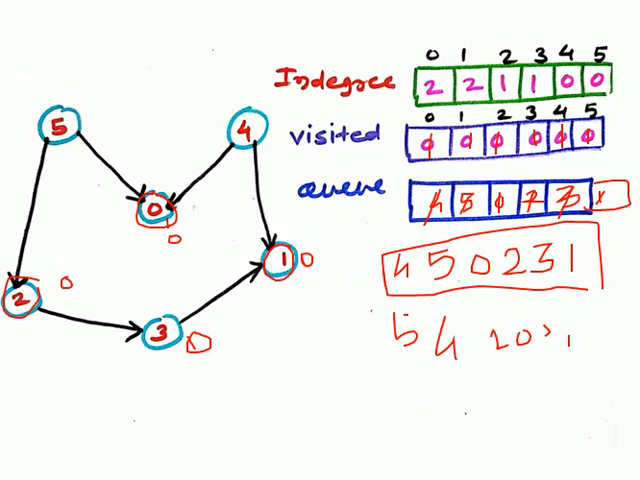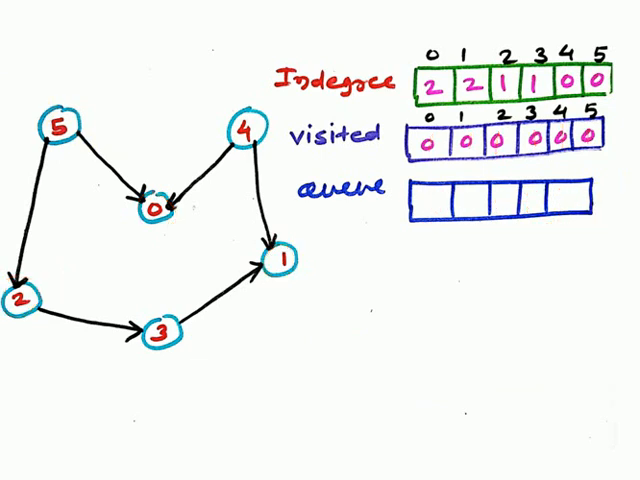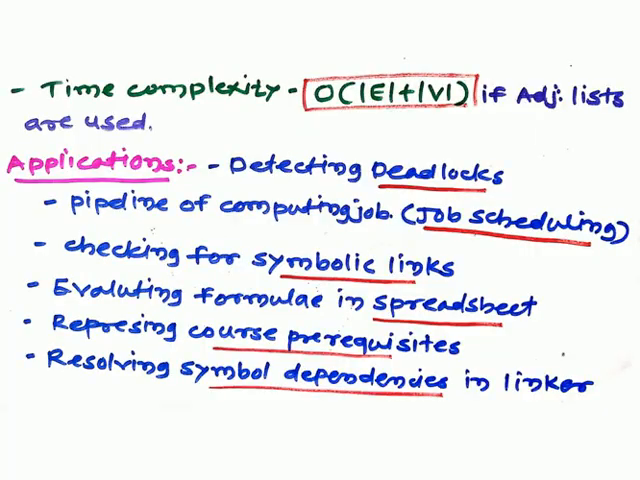Now let us look at the time complexity of this algorithm. The time complexity here comes to O(E + V), since we are using a queue and visiting all vertices, where E is the number of edges. This time complexity is obtained provided we use the adjacency list.